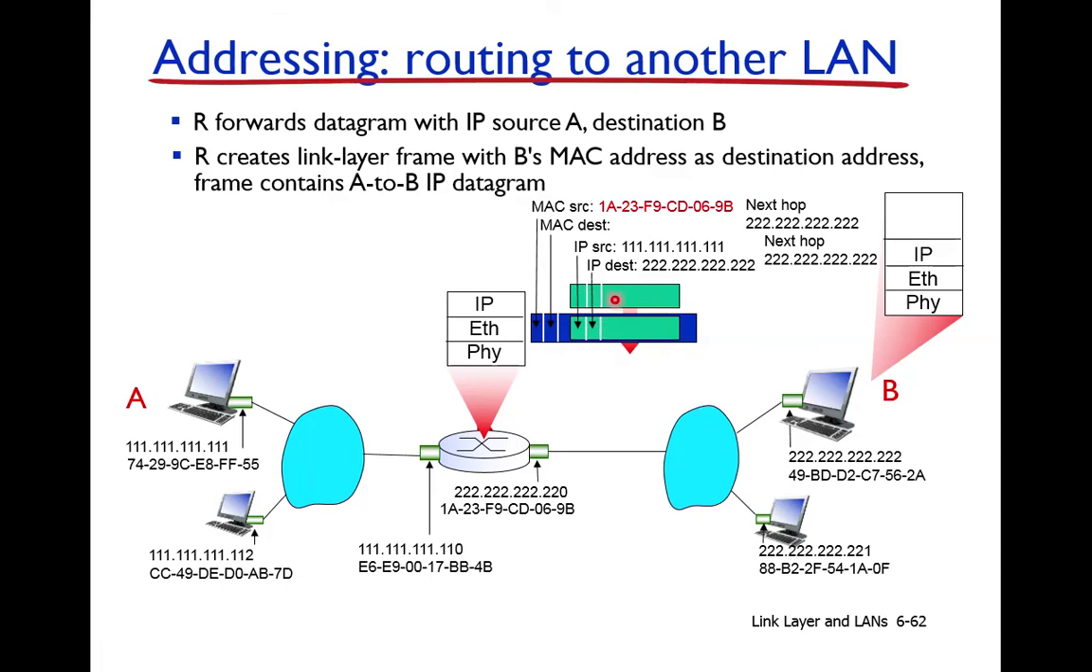Now again, the IP layer informs the Ethernet layer that this message should be delivered to this next hop. At the Ethernet layer, or the MAC layer, we use MAC addresses. So the MAC source address is known. This is the sending device, so its MAC address is 1A23F9CD069B. It will become the source address. And the MAC destination address is again unknown. Why? Because the IP layer only informs that this is the next hop.